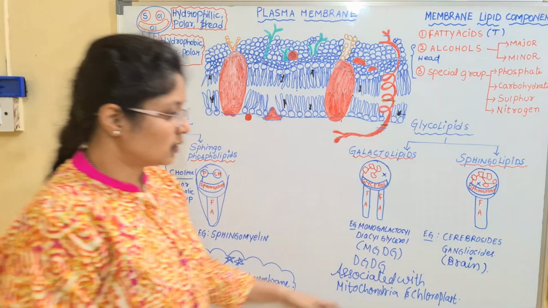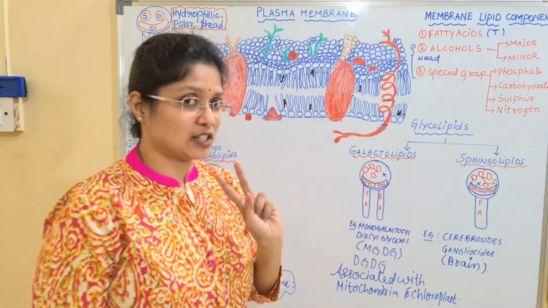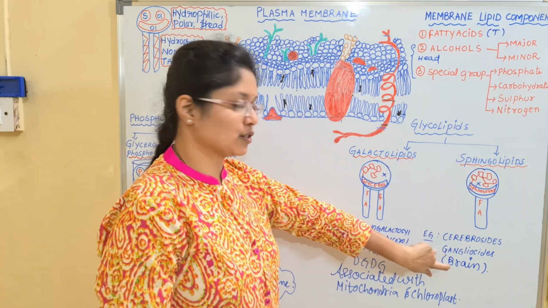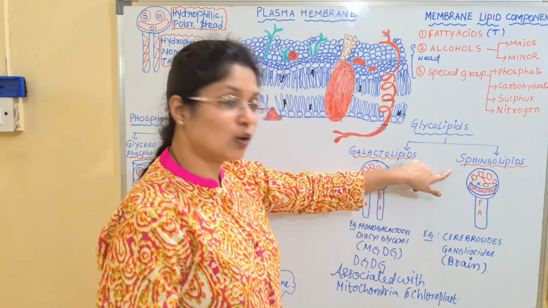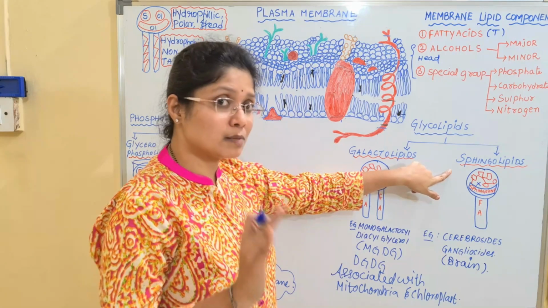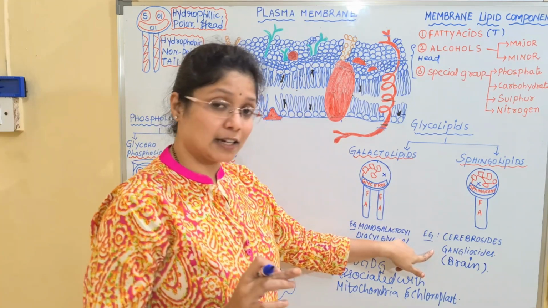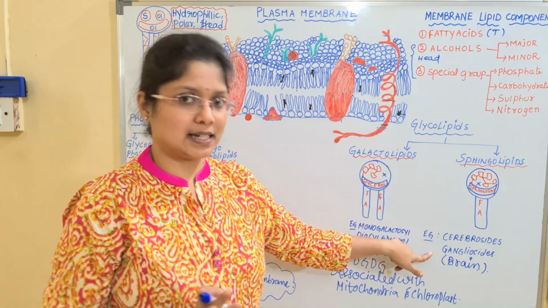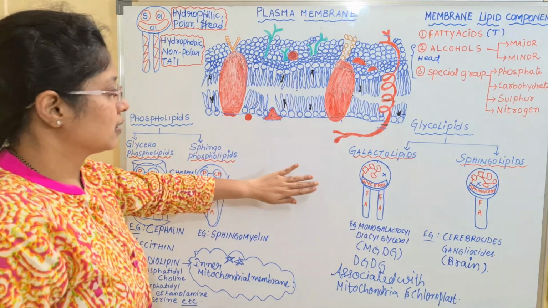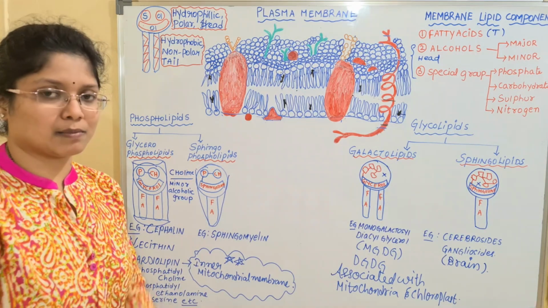And remember, ganglioside is the one where you can see two fatty acid chains. Okay, so this is one exception, children. You have to remember ganglioside. It comes under sphingolipids. Generally, all the sphingolipids have only one fatty acid tail. But the ganglioside is one exception where you have two fatty acid tails. So this is regarding the lipid molecules which are present on the plasma membrane.